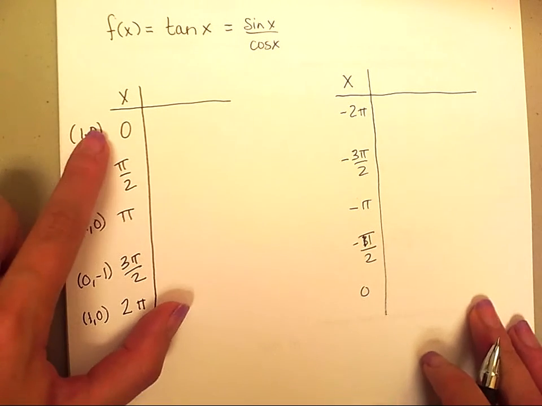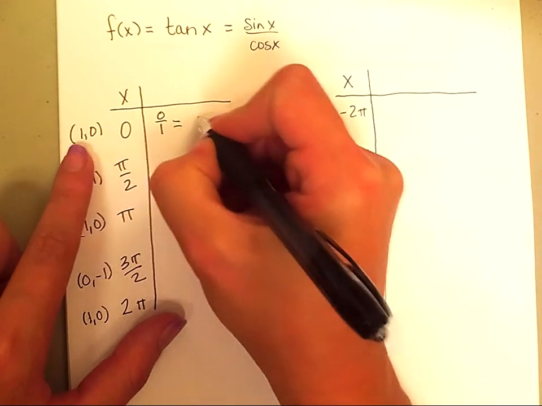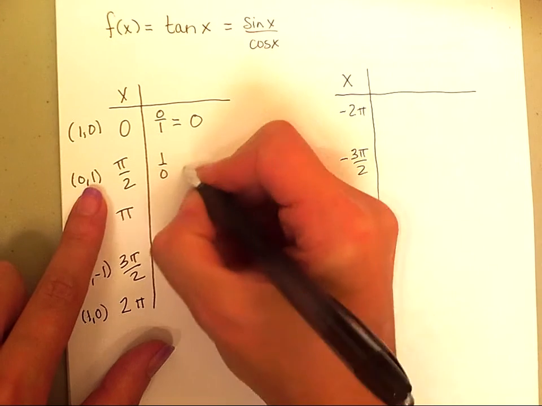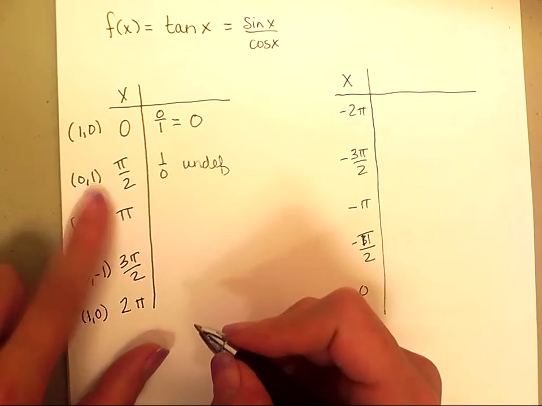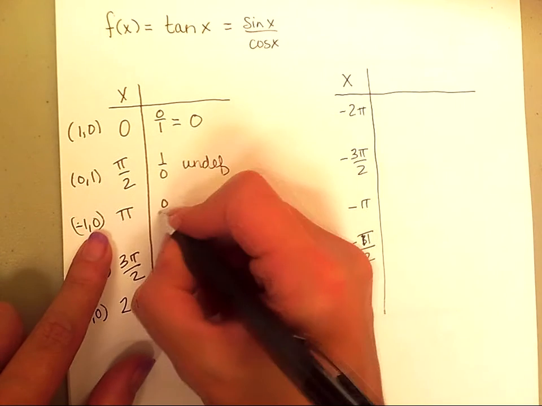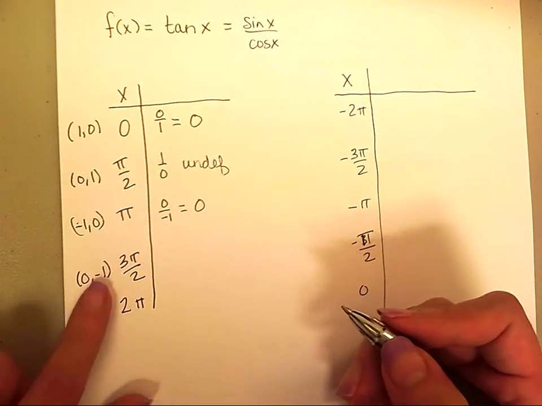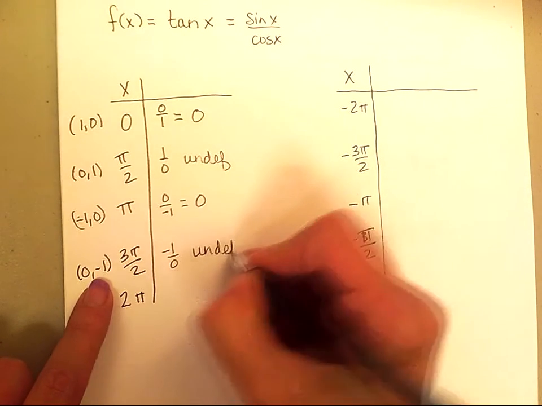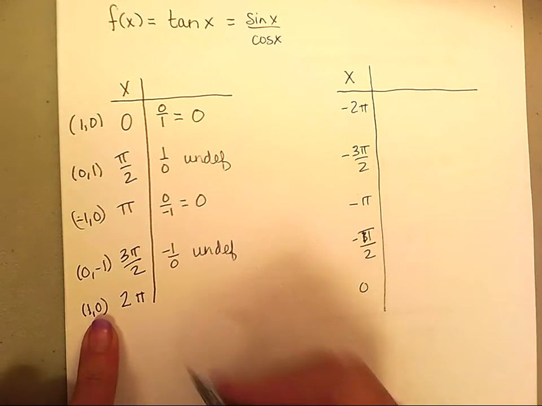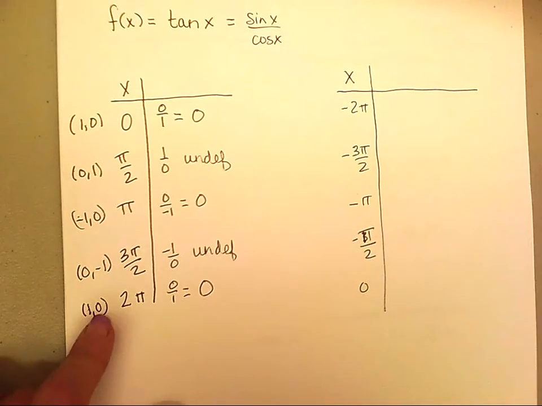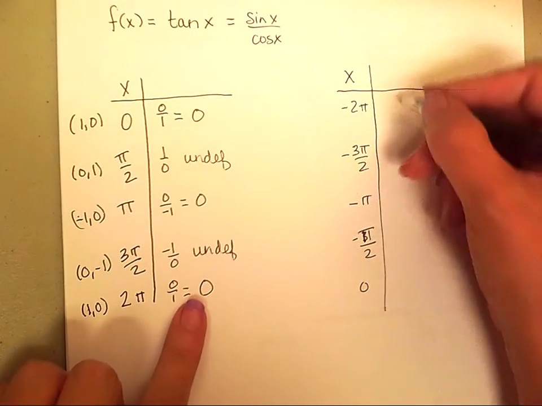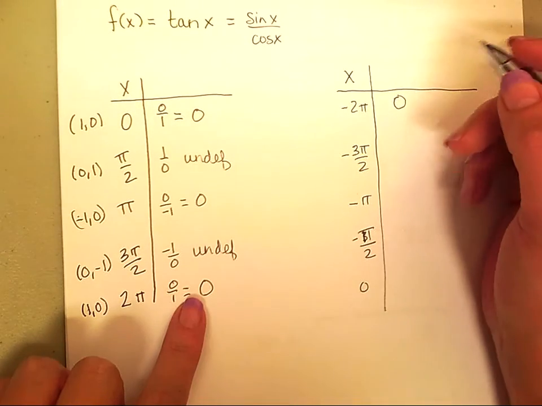So when we do this, remember this is our cosine and this is our sine, we get 0 over 1, which is equal to 0. Now for the tangent at pi over 2, we'd get 1 over 0, and this is undefined. At pi, we get 0 over negative 1, which is 0. At 3 pi over 2, we get negative 1 over 0, which is undefined. And at 2 pi, we go back to 0 over 1, which is 0. So we haven't gotten a lot of information here. Well, this also has to be 0.